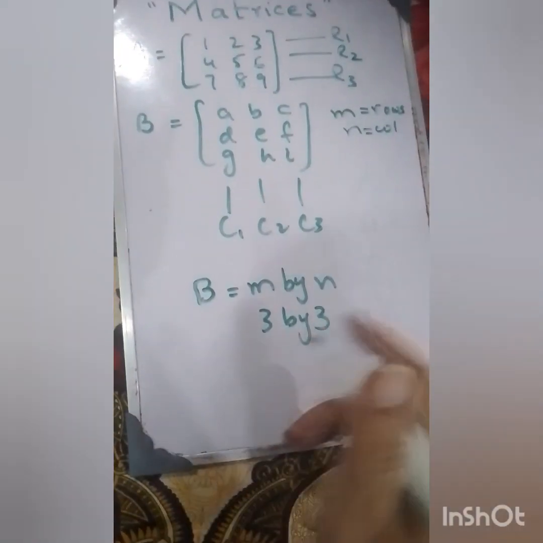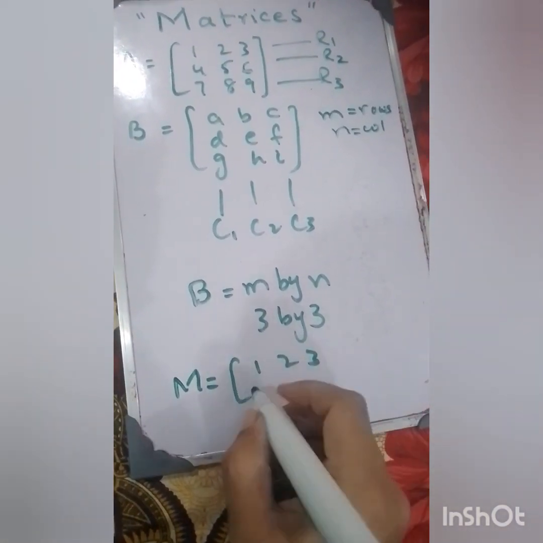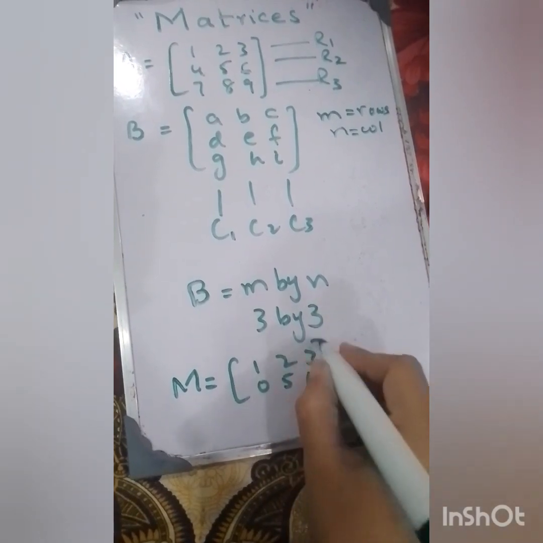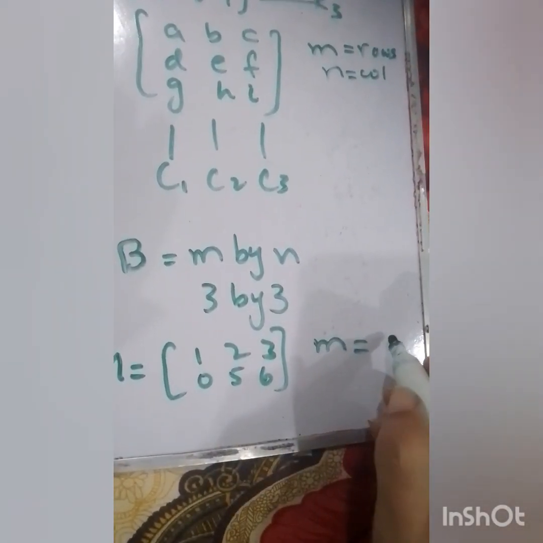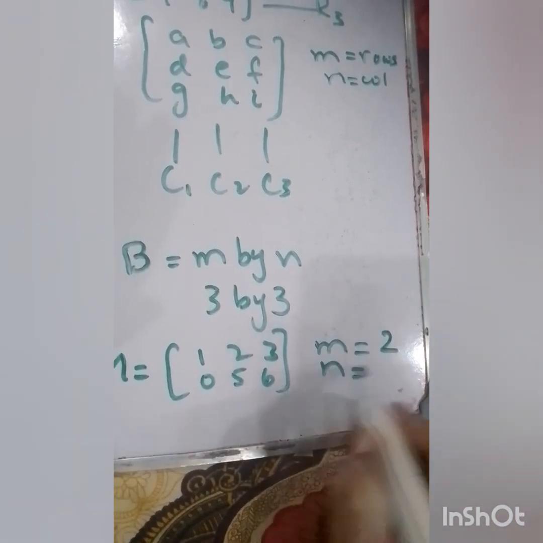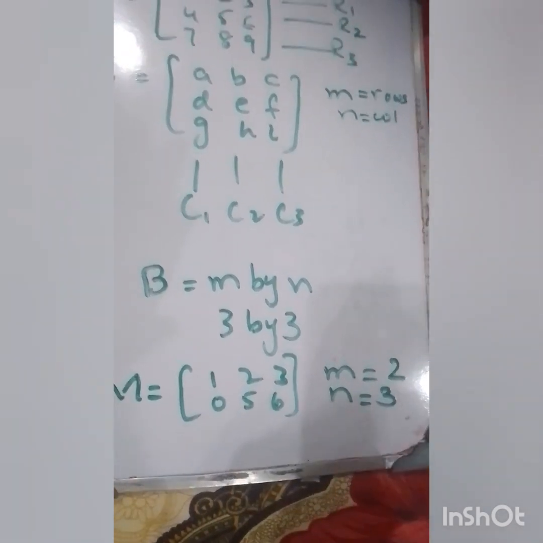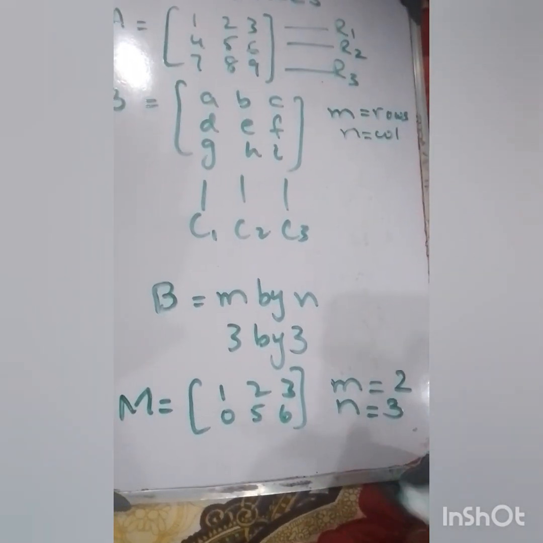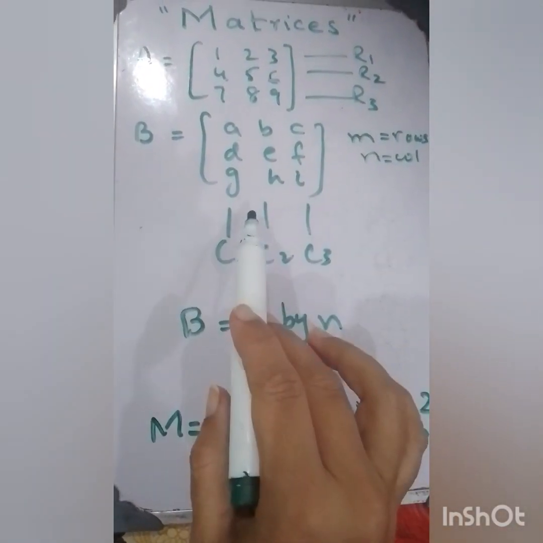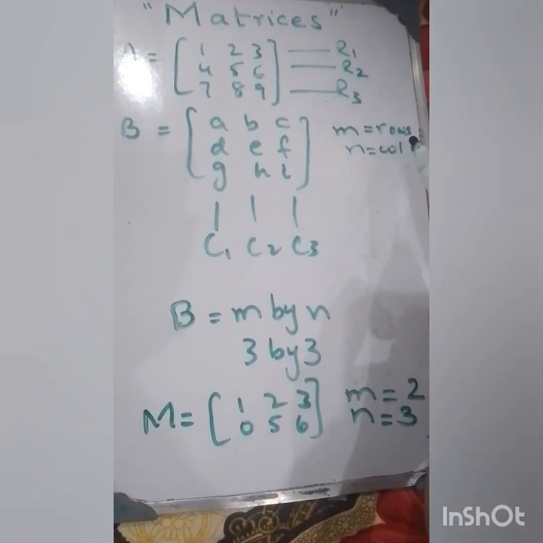If we have a matrix M equals 1 2 3 and 0 5 6, you can see that M is equal to 2 rows and N is equal to 3 columns. So this is the order 2 by 3. This is how we represent the order of a matrix. We have to identify it by the order, and we find the order by looking at the rows and the columns.